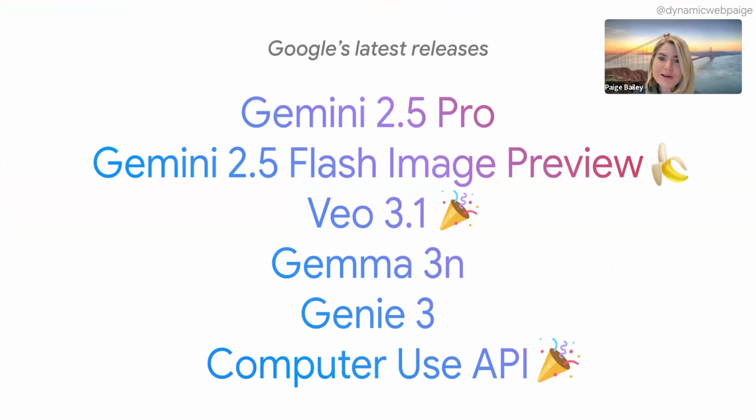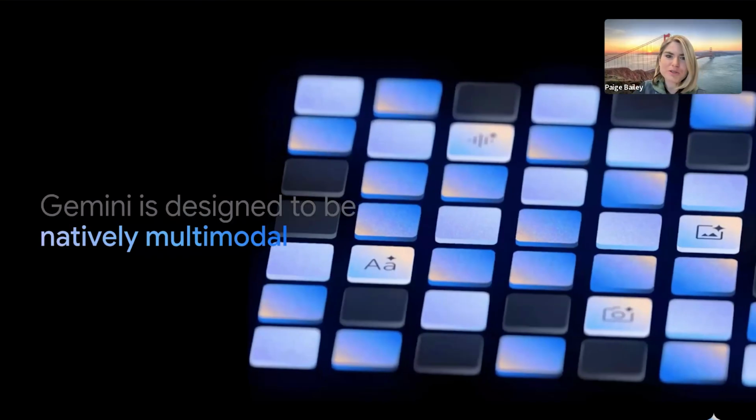Veo 3.1, which is our latest in video generation. I believe we released that last week, though the timelines seem to be all running together, just being very honest. Gemma 3N, which is the latest in our open model family. Genie 3, which is our world model system, and we'll take a look at that in a second. And then also our computer use API, which gives you the ability to have Gemini navigate a Chromium browser or do tasks on your computer.